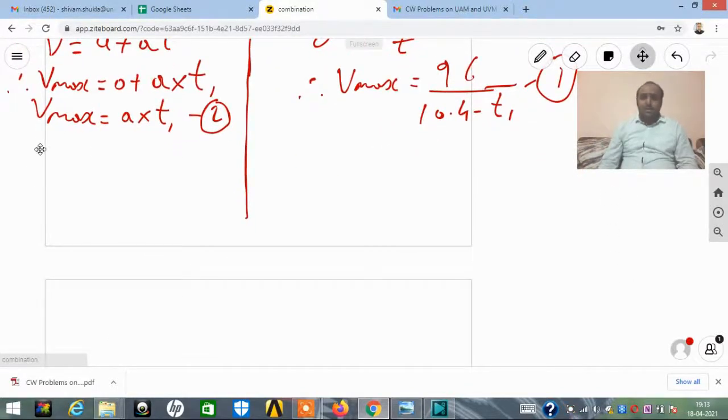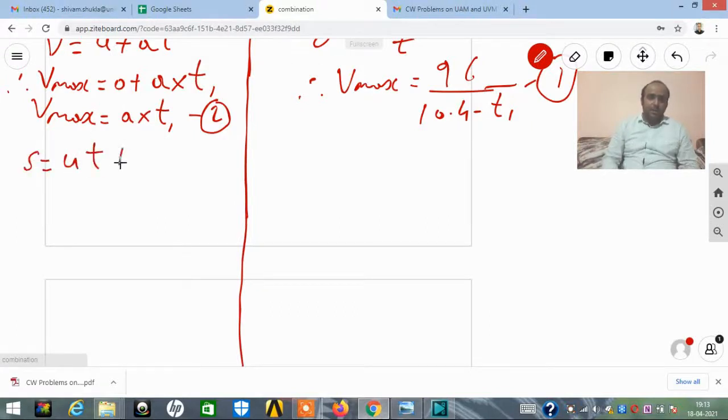Now let me proceed with equation number 3. Since there are two unknowns, Vmax and A, I need to put it in terms of Vmax and T1. So how do I get that? For that, just pay attention. We need to apply the other kinematical equation, S is equal to ut plus half AT square. For this, S is 4, which is equal to 0 plus half into A into T1 square.